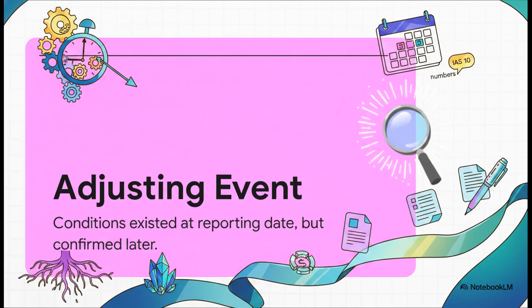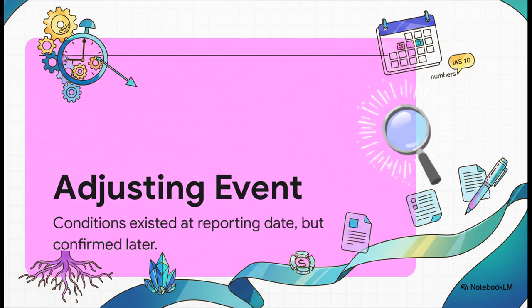If the answer to our golden rule question is yes, well, then you're dealing with an adjusting event. This means the underlying condition absolutely did exist at the reporting date. The clues were already there at year-end, we just didn't find the concrete proof until a few weeks later during that IAS 10 window. Because the roots of the event were firmly planted in the past year, we are required to go back and actually adjust the numbers in the financial statements to reflect this new reality.